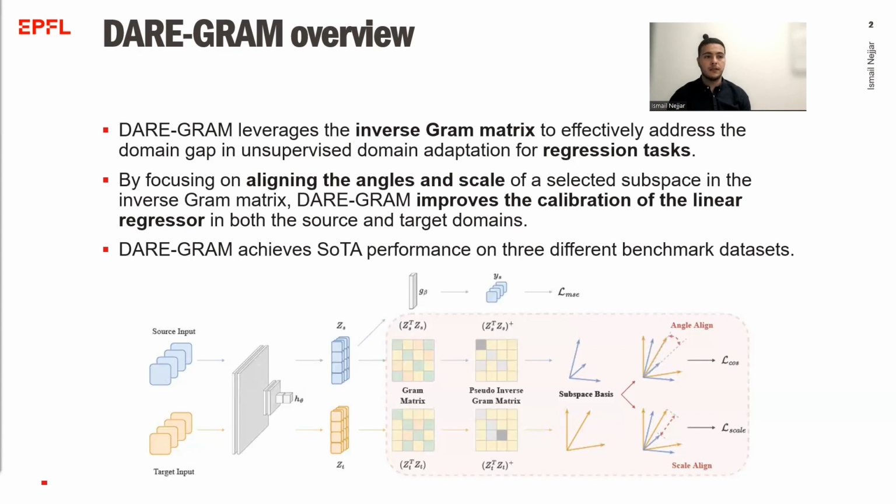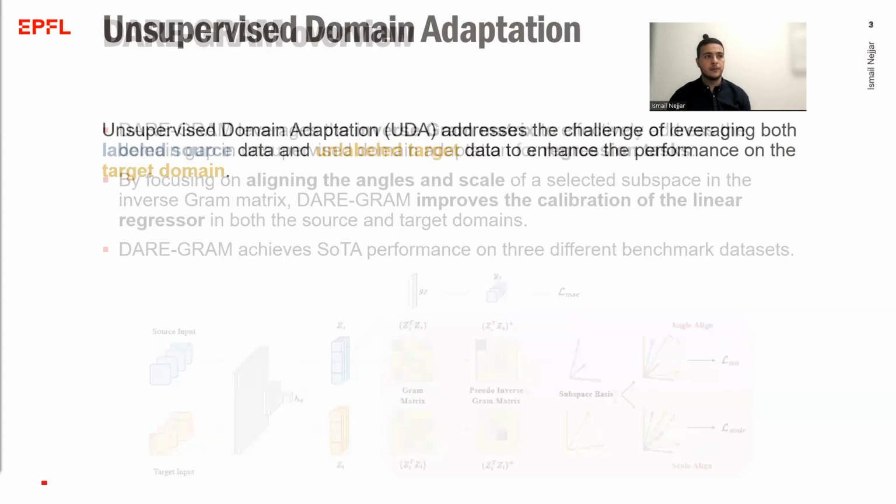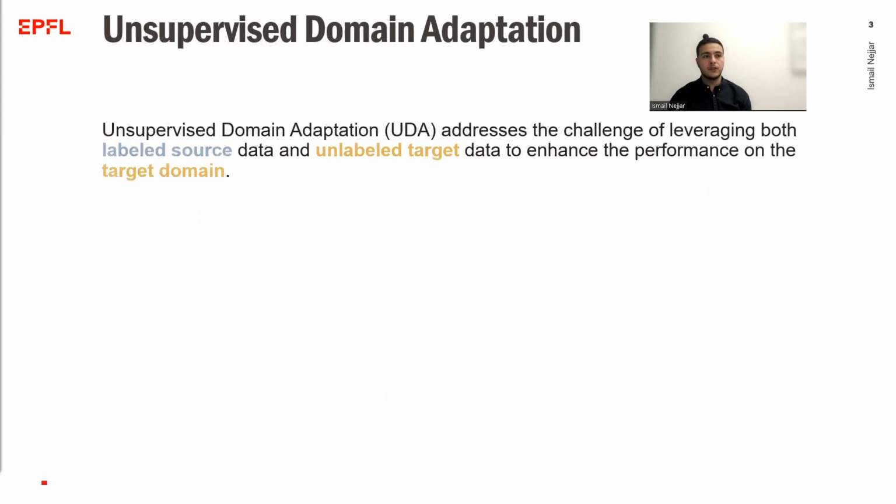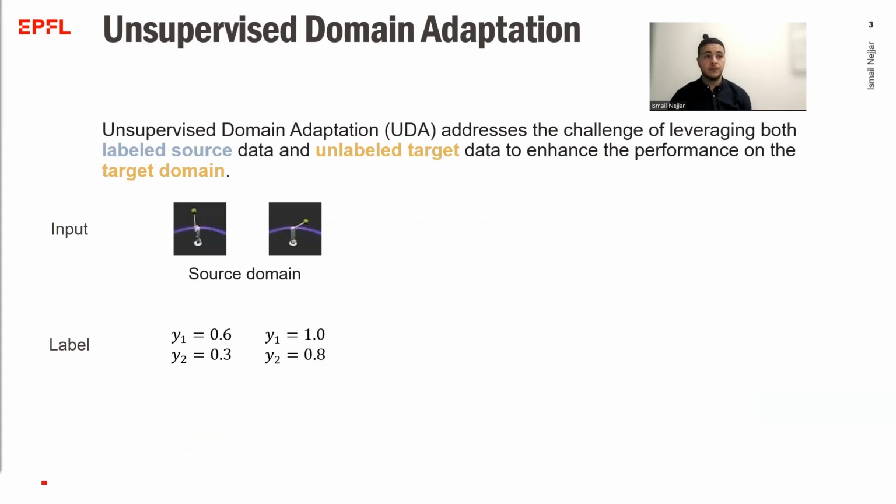Now let's dive into the details, starting with a brief background. Domain adaptation aims to transfer knowledge from a labeled source domain to a similar but different target domain. This difference could arise from variation between synthetic and real images or different data distributions. In the unsupervised domain adaptation setup, we have access to training images and their corresponding continuous labels for the source domain. Additionally, we have unlabeled images for the target domain. Our goal is to improve the regression performance on the target domain.